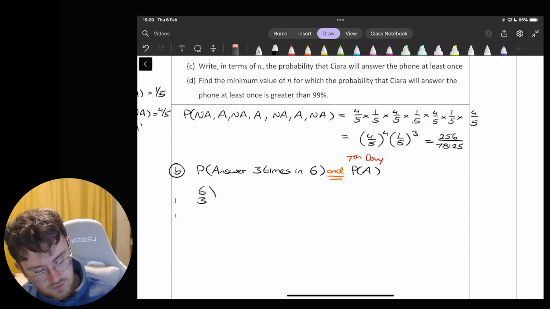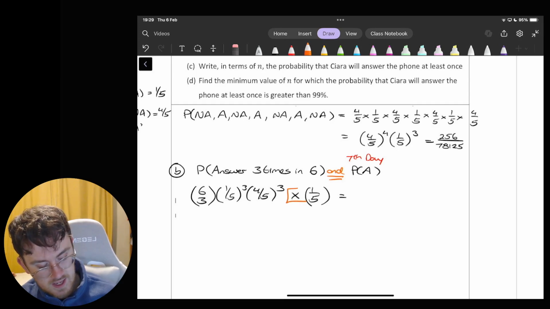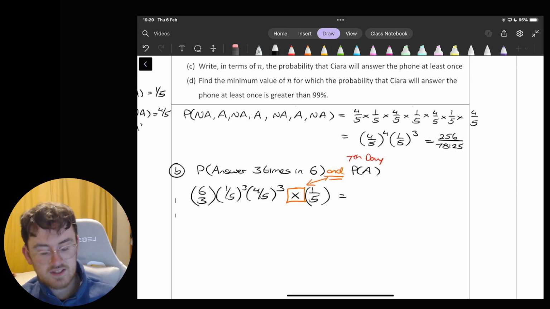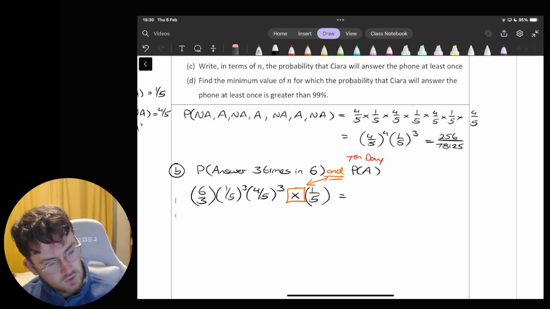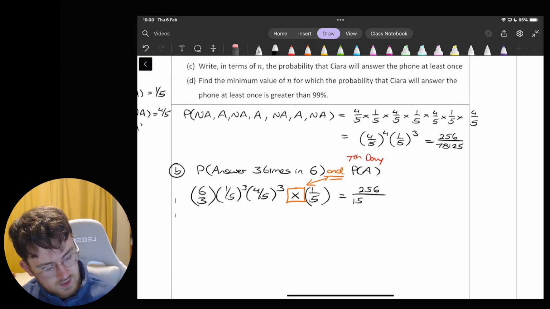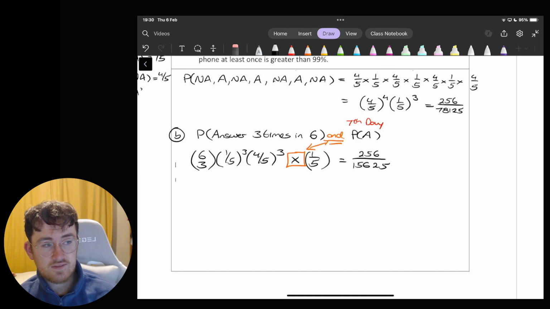So this Bernoulli trial for the first one, out of the 6 days, we're choosing that she answers on 3 and doesn't answer on 3. And then we also want her to answer on the last day. So we multiply by another 1/5. The multiplication there again lining up with our use of the word and here and the fact that they're independent events. So we know if events are independent, we multiply our probabilities. So that's essentially going to give me 256 over 15625. So again, it's probably slightly more likely than the previous answer that we had, that she just answers in that one specific occasion.